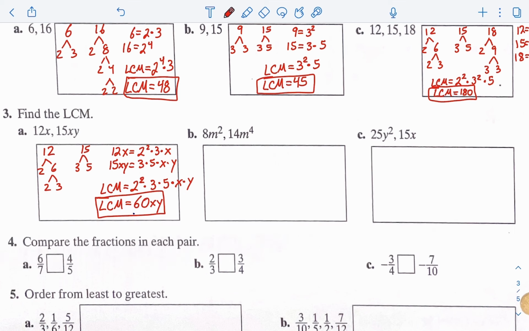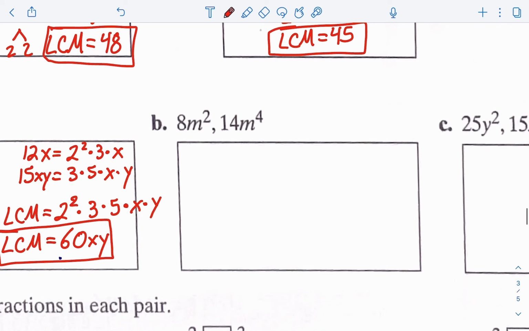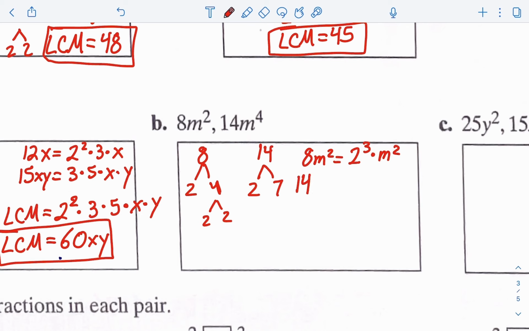There we go. Okay, so for this one, 8 you're going to break apart. 8's going to be 2 and 4, and then 2 and 2. 14's going to break apart to be 2 and 7. And then remembering that when you wrote them with your prime factors, you should have written them with your variables. So 8m to the second is going to be 2 to the third times m to the second. 14m to the fourth is going to be 2 times 7 times m to the fourth.